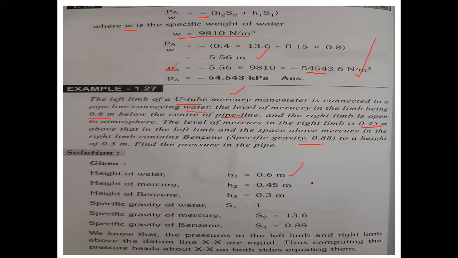H3 is equal to 0.3. So now you have 3 liquids in the container as well as your U-tube manometer. So height of water is 0.6. Height of mercury is 0.45. Height of the benzene is 0.3 meters.